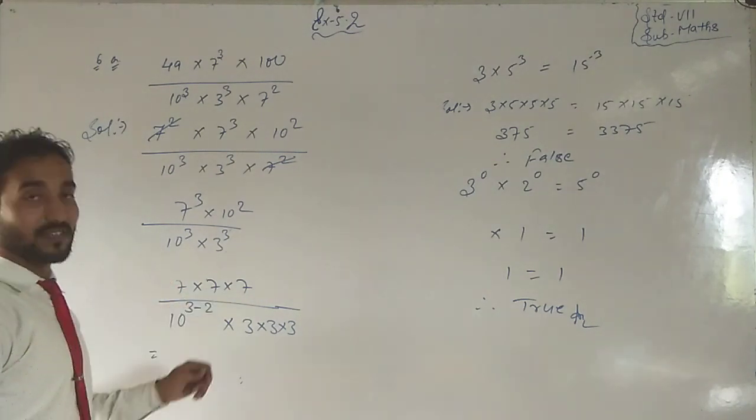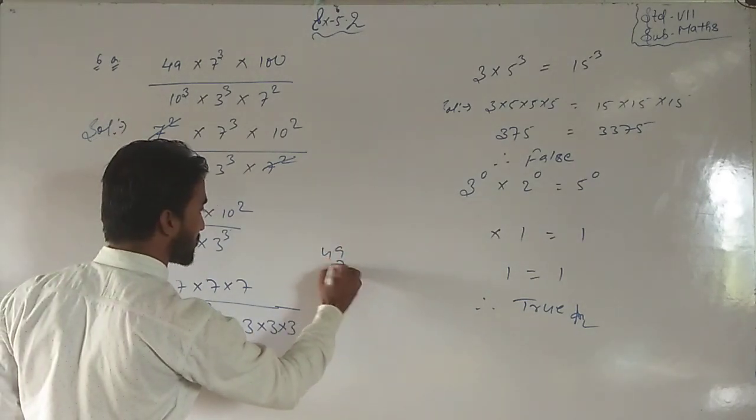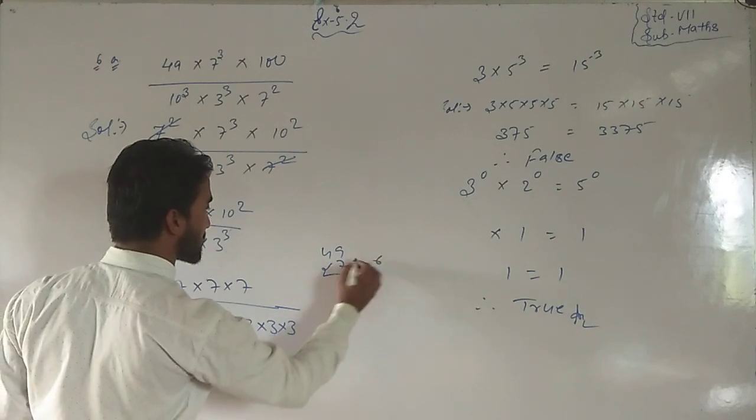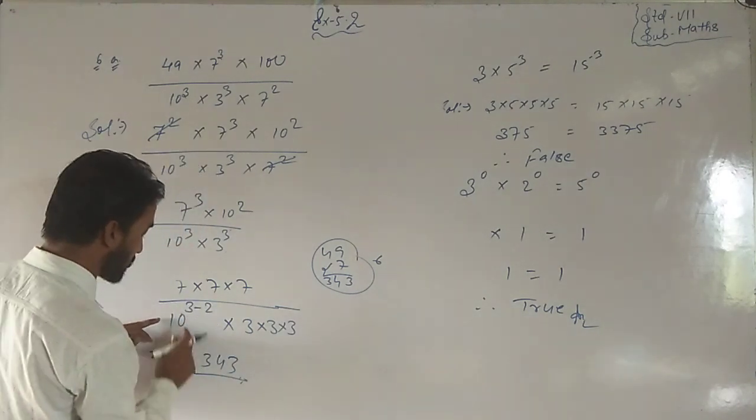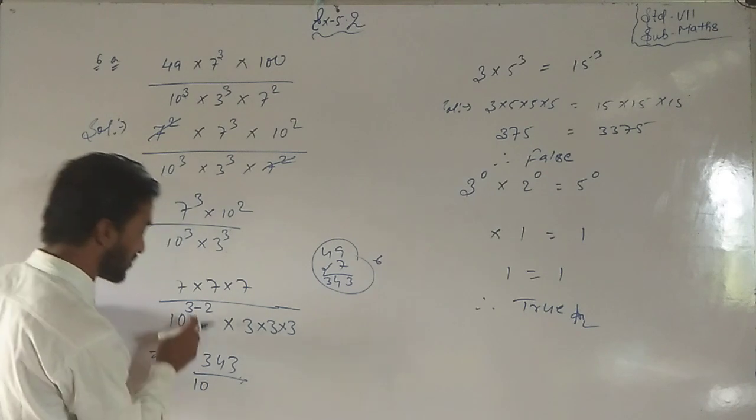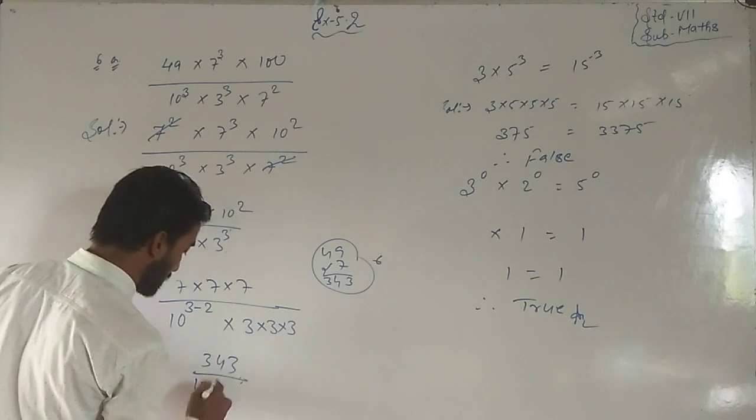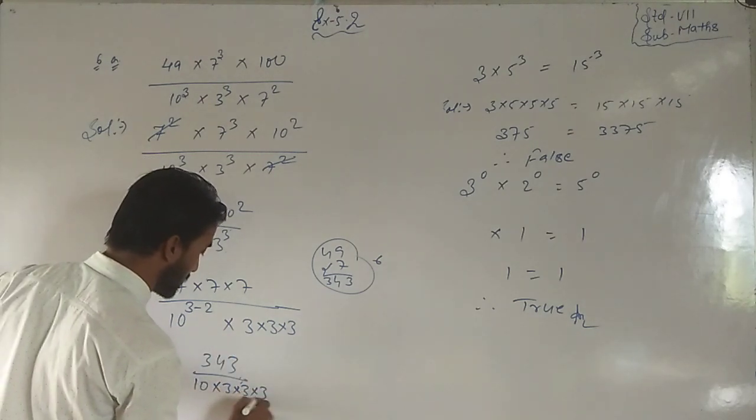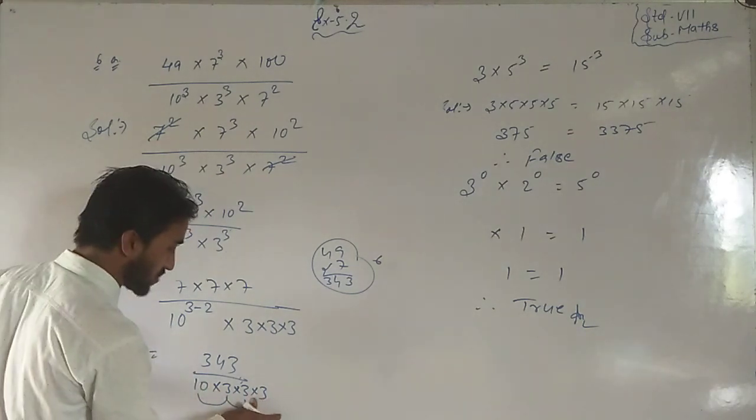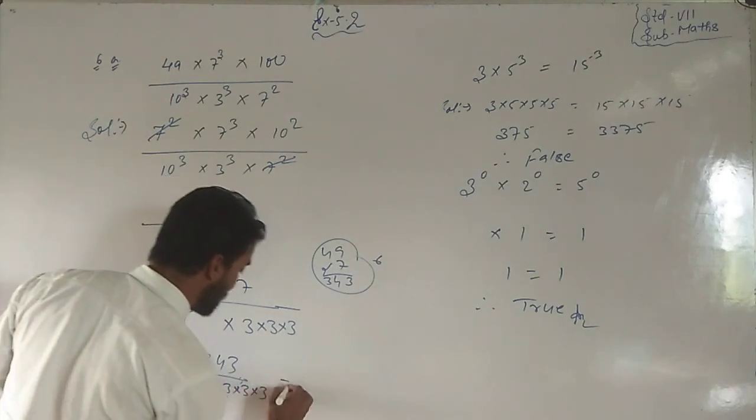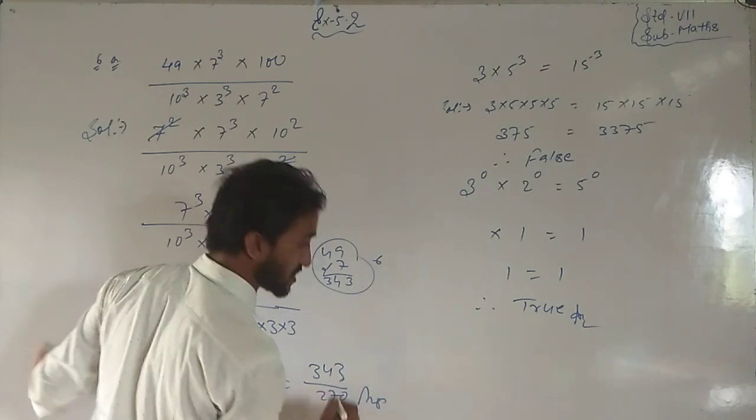7 7 is 49. 49 7 is 343. You can check 49 into 7: 9 7 is 63, 6 7 is 42 plus 6 is 48... so 343. 10 to the power 3 minus 2 results in 10 to the power 1, which is equal to 10. 10 into 3 into 3 into 3: 3 3 is 9, 9 3 is 27, 27 10 is 270. So students, we can easily say this answer will be 343 by 270. I think it is your correct answer.